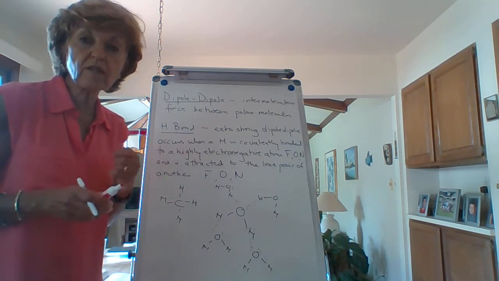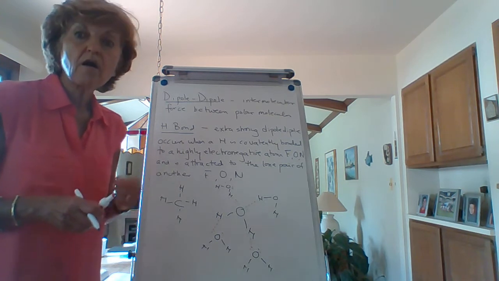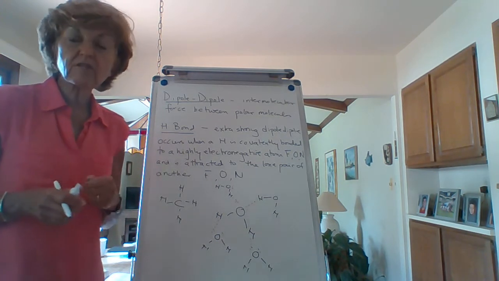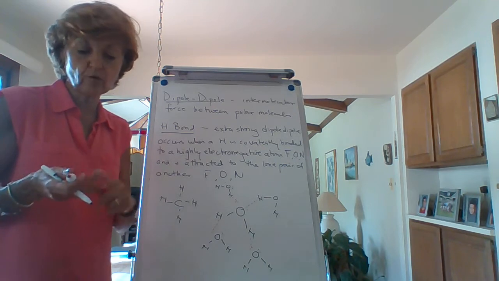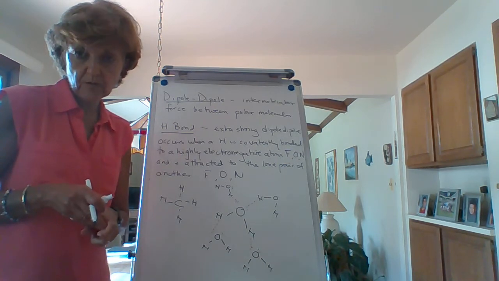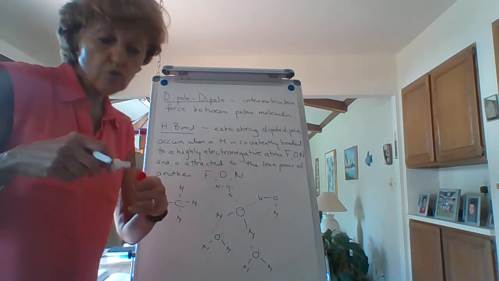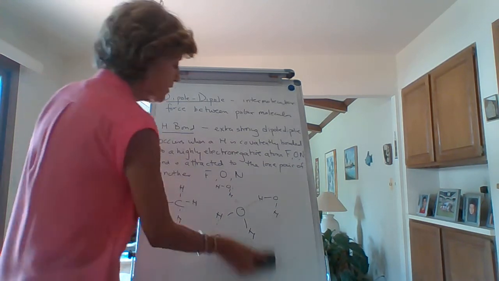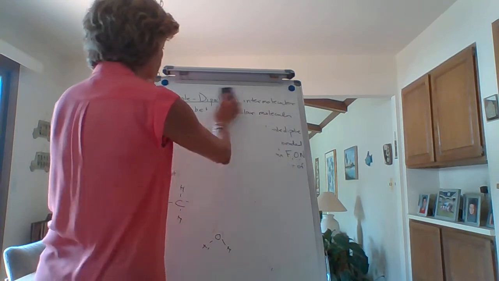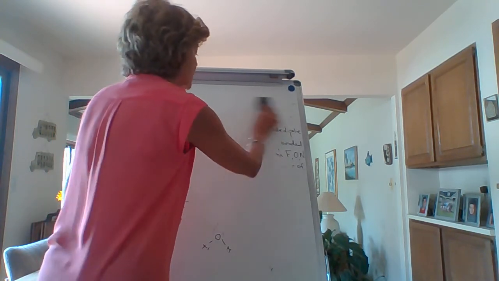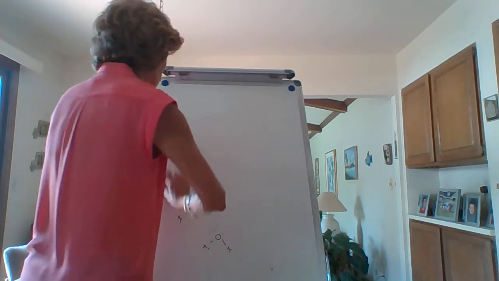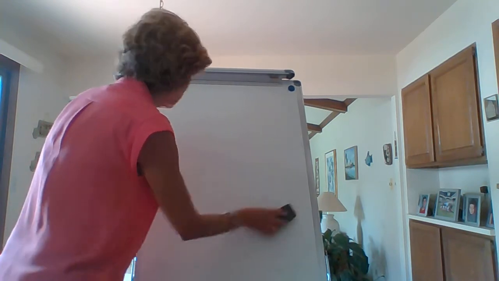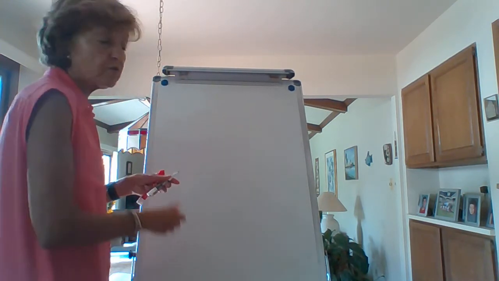So the only things that will hydrogen bond are polar molecules that have hydrogens bonded to a fluorine, oxygen, or nitrogen. Okay? And they are the strongest of all the intermolecular forces. Now, the weakest of all the intermolecular forces are the London dispersion forces. The London dispersion forces can occur in polar and nonpolar molecules.